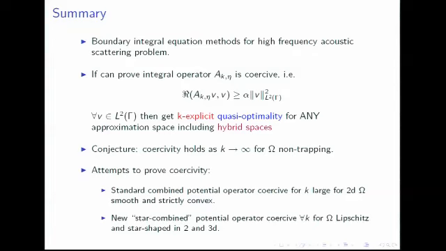The conjecture that was backed up by numerical experiments was that coercivity holds in the high frequency limit whenever the domain is non-trapping, and the first results we have on proving coercivity rigorously is that the standard combined potential operator A is coercive for 2D smooth and strictly convex domains. However, if you're willing to modify your integral operator slightly, you can get coercivity for all k for Lipschitz star-shaped domains in 2 and 3D.